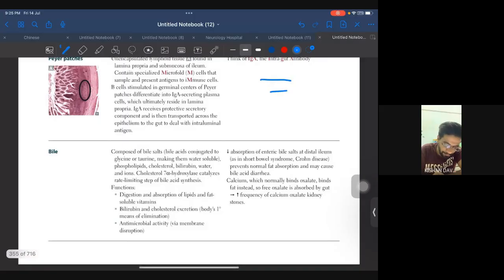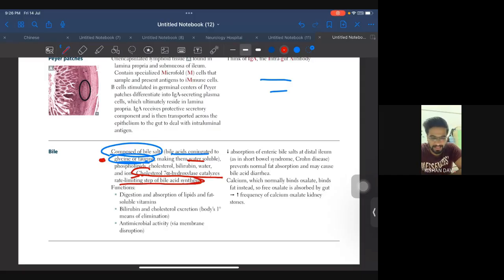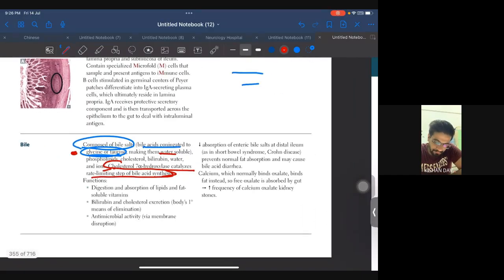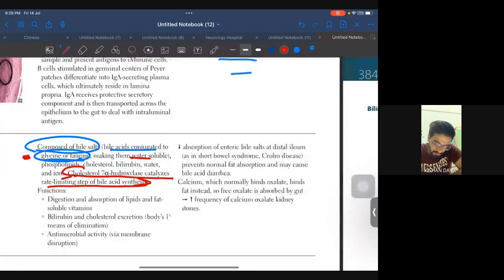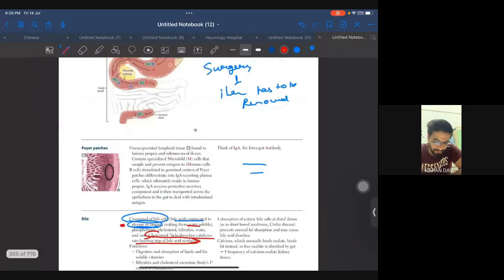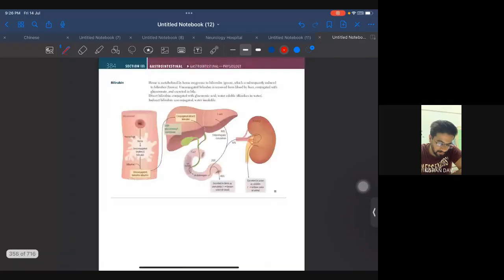Bile is composed of bile salts, bile acids conjugated to glycine or taurine. This is important, glycine or taurine. Making them water soluble, okay, not important. Cholesterol 7 alpha hydroxylase catalyzes the rate limiting step of bile acid synthesis. This is important over here. Functions you can ignore. And that's it, this is all about the one-liners that they will love to ask.